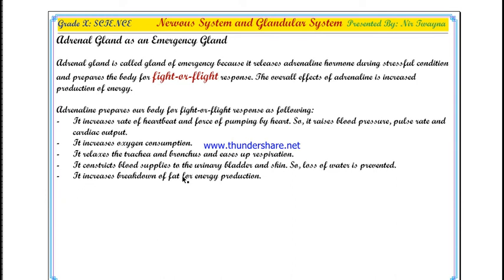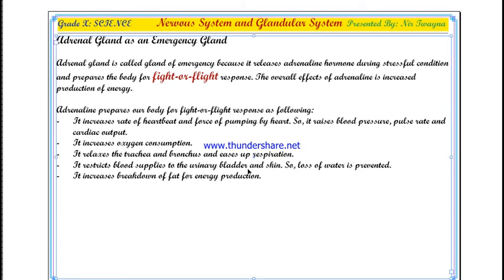It constricts blood supply to the urinary bladder and skin, so the loss of water is prevented. Constricts means, it restricts. Restricts means it prevents blood from flowing through the urinary bladder and skin. Because both of them absorb water from your blood and throw it out as waste. Like skin throws water in the form of sweat, and the urinary bladder generally absorbs water and mixes it in urine, and urine is formed by our kidney. So flow of blood is restricted to the kidney as well to reduce urine formation.